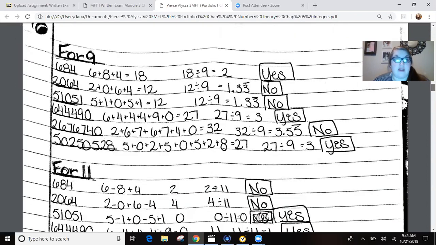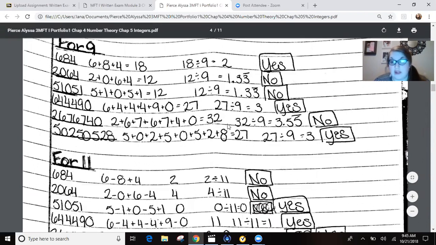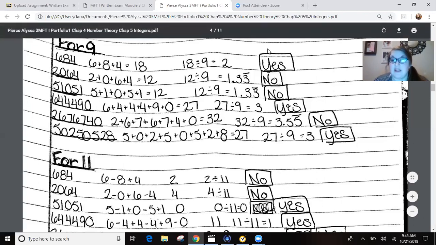Now for 9, it's much similar to 3. You just add all the digits together. If that number is divisible by 9, then so is the whole number. So for the first one, 684, all those added together is 18. 18 divided by 9 is 2, so that's a yes. And you would just keep going through just like that.